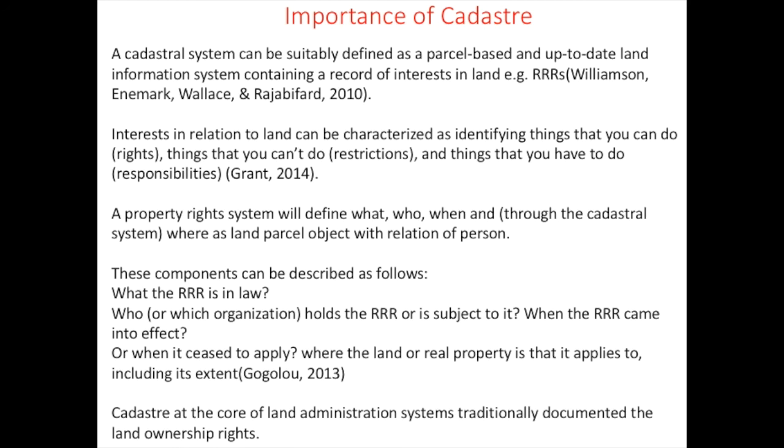This is very important. That's why it is necessary for people to administrate the land and manage it for sustainable development.